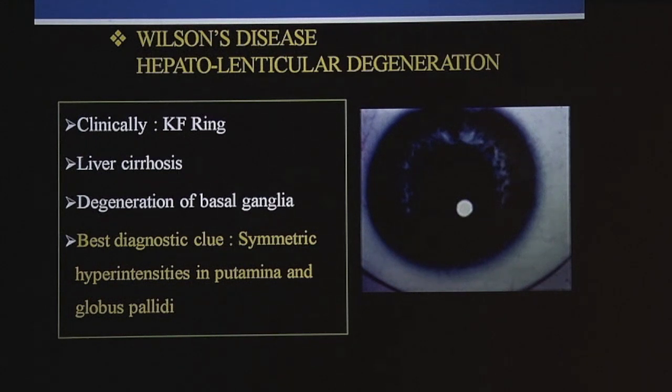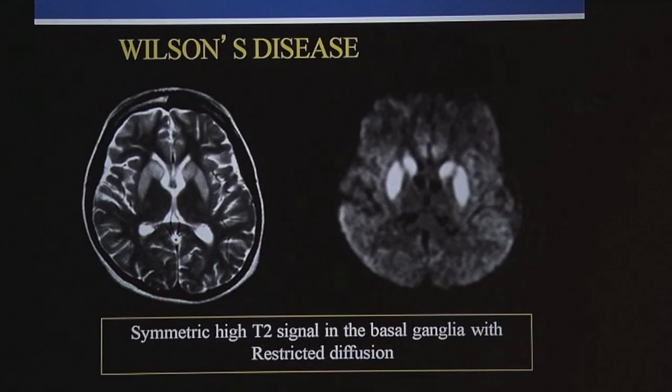Next condition which affects grey and white matter equally and symmetrically is Wilson's disease, which is now called hepatolenticular degeneration. Clinically, the child would have KF ring, which at times can be extremely difficult to detect, and cirrhosis. Because of degeneration of basal ganglia, they will have extrapyramidal syndromes. And what we look for is symmetric hyperintensities in the putamina and globus pallidi, which is commonly seen, and then face of the giant panda sign in the midbrain.